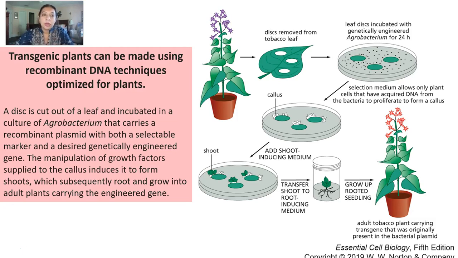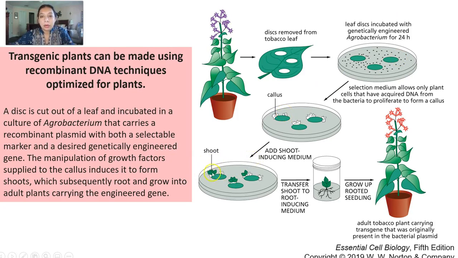In plants, you can also use some additional techniques, and transgenic plants can also be made using recombinant DNA techniques. These are techniques that are optimized for plants specifically. So one of those is by taking discs of leaf and incubating them in a culture of Agrobacterium that has the genetically engineered construct that you want to utilize. In this case, the selection medium that we grow the plant discs in will only allow the cells that have acquired the DNA from these Agrobacterium that had that genetically engineered construct, so those are the only ones that are going to start to grow.